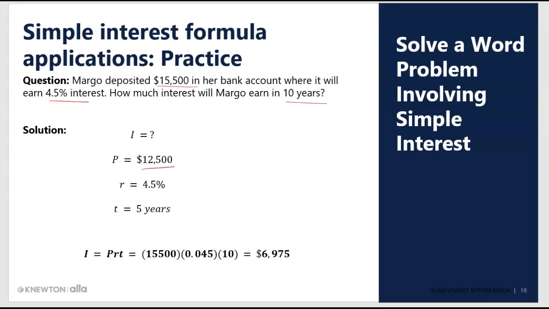The principal is the amount invested, and this is wrong. This should be $15,500. The rate is 4.5%. The time is 5 years. So 4.5% is 4.5 divided by 100. When you divide by 100, it moves the decimal 2 to the left, so you get 0.045. Okay, so that's where that came from. Years is good. The time is not 5 years, it's 10 years. I don't know why they wrote that there, but they wrote this out for a different problem. This is P, this is R, this is T. This seems to be correct. So her interest will be $6,975.